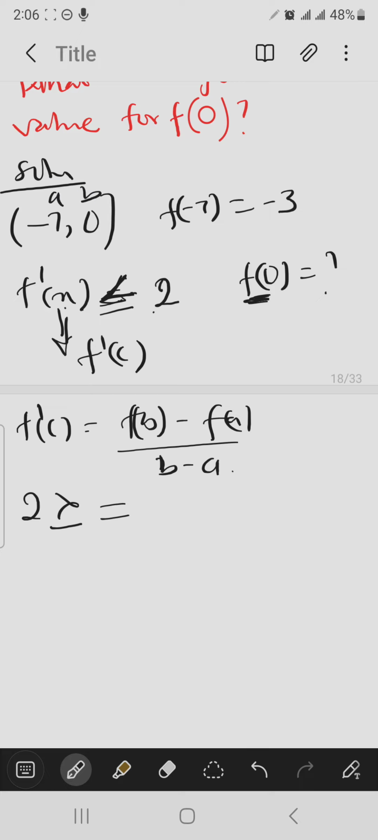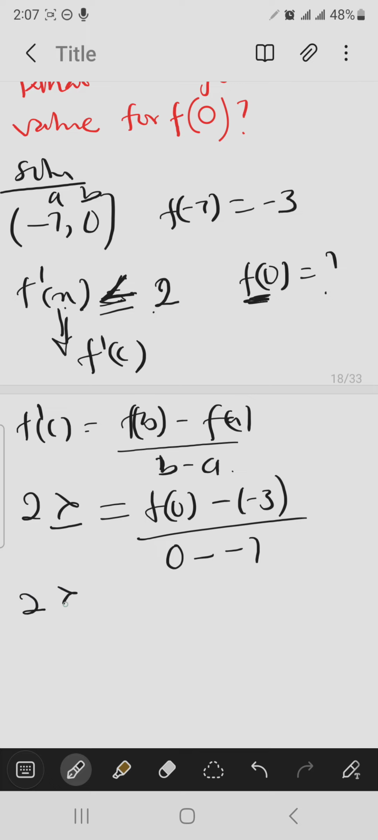f of b is going to be unknown, which is all equal to f of 0 minus, what's your f of a? f of a is 7. a is 7, f of a is going to be minus 3. Minus 3 over, what is our b? b originally is 0. Minus, what is our a? It will now be 7 minus 7.